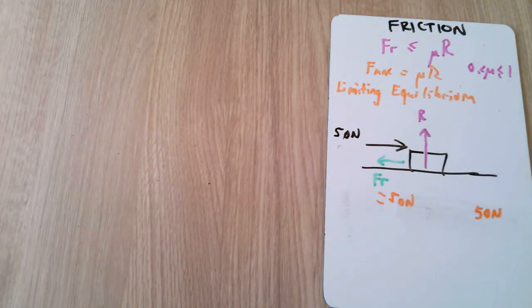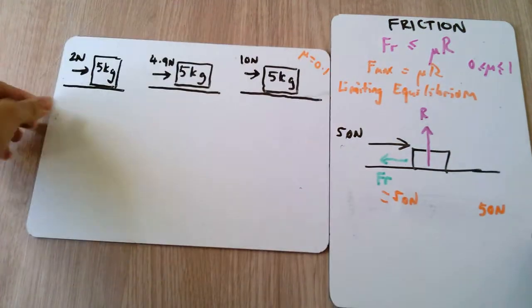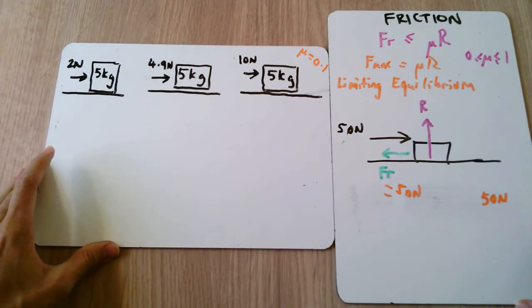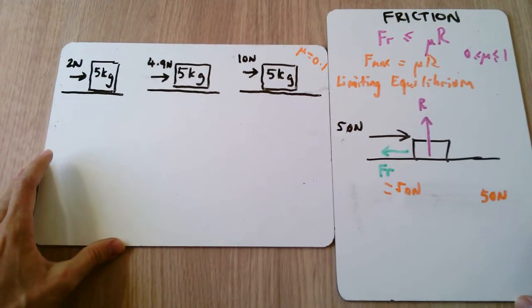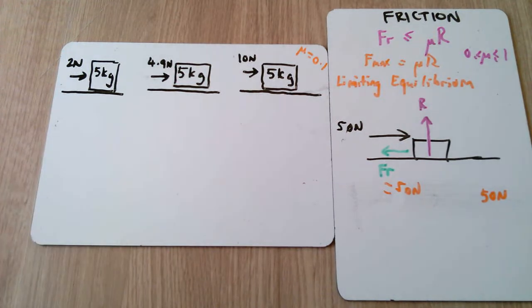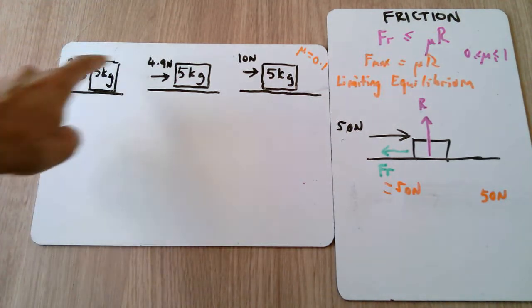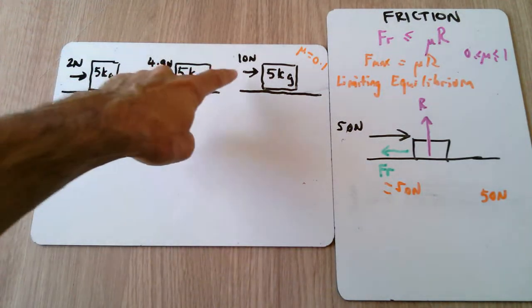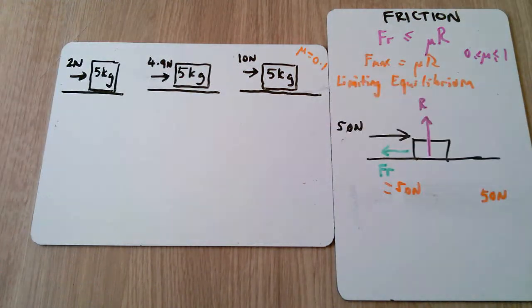friction for. So over here, I have my three scenarios. I've got a block of, well, 3 blocks of 5 kilograms. I've got a force of 2 newtons on the left, 4.9 newtons in the middle, 10 newtons on the right, and a value of mu equal to 0.1 in each of these scenarios. And the first thing we're going to do is to label our forces.